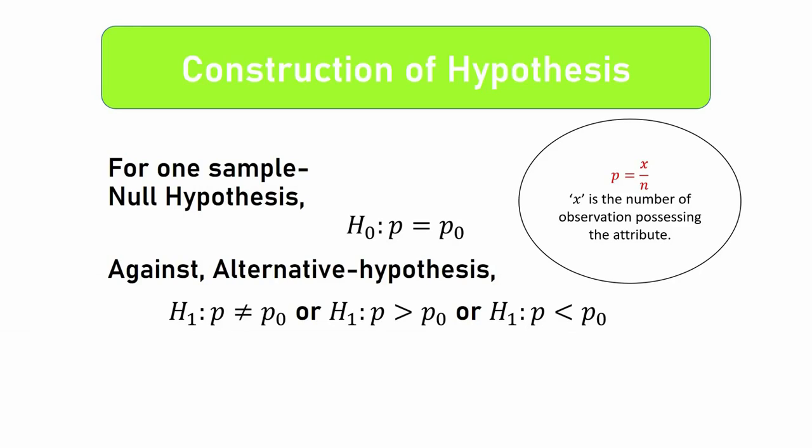Against this null hypothesis, we have an alternative hypothesis H1 such that P not equal to P0, or P greater than P0, or P less than P0. This is according to your need, whether you need a one tail test or a two tail test.